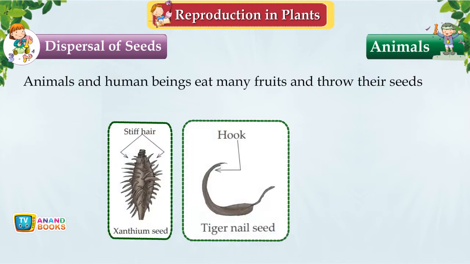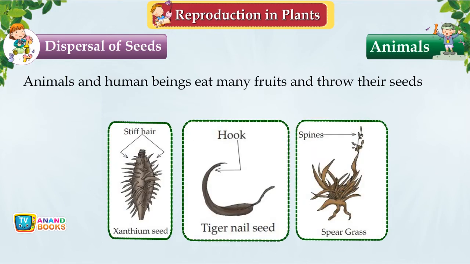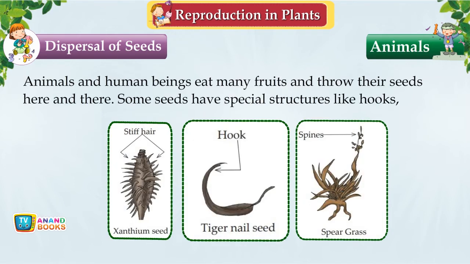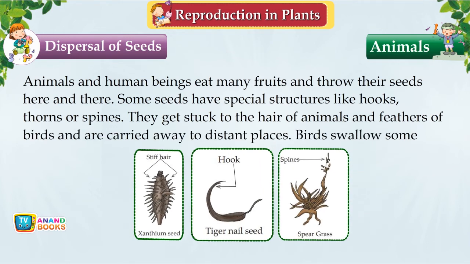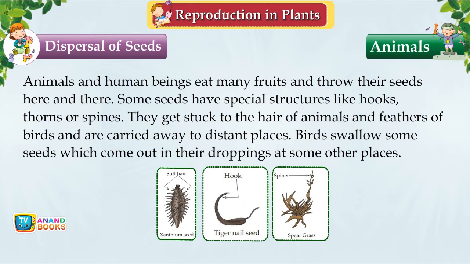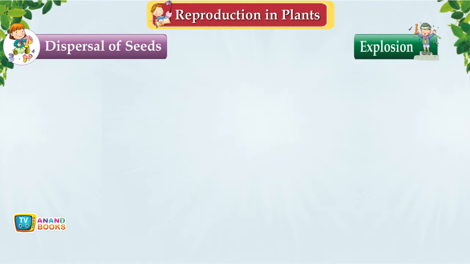Animals. Animals and human beings eat many fruits and throw their seeds here and there. Some seeds have special structures like hooks, thorns, and spines. They get stuck to the hair of animals and feathers of birds and are carried away to distant places. Birds swallow some seeds which come out in their droppings at some other places.